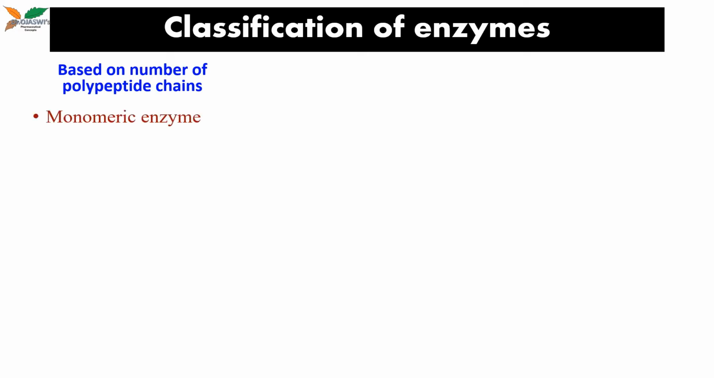Moving on to classification of enzymes. First, enzymes can be classified based on number of polypeptide chains. Enzymes could be monomeric enzymes. Monomeric enzymes means what? It is made up of a single polypeptide chain. For example, ribonuclease.